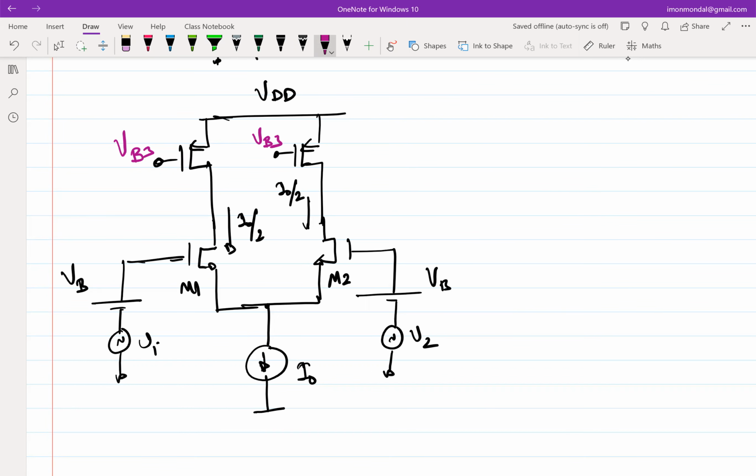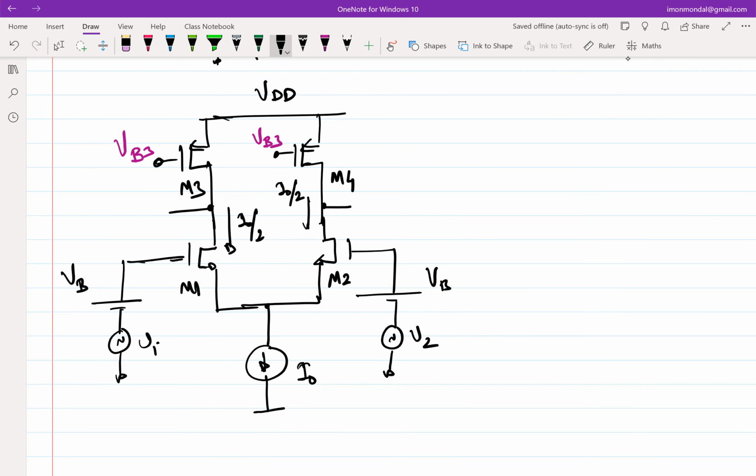I can bias these two voltages and hope that these I0/2 currents are passing equally through both of them. M3, if this is M3, M4, M3 and M4 are biased properly, right? If M3 and M4 are biased in saturation, then what will be the gain that I will get?